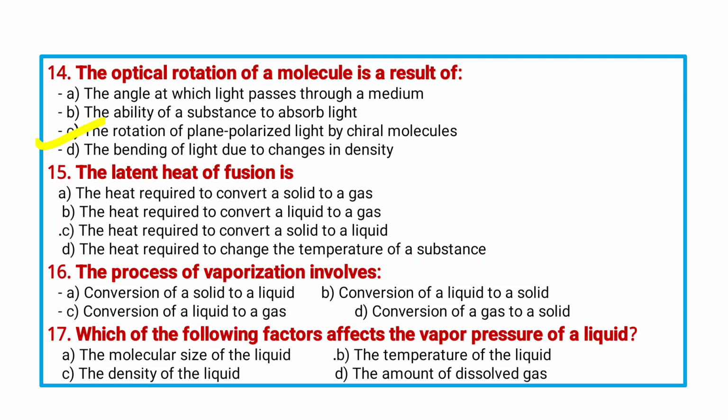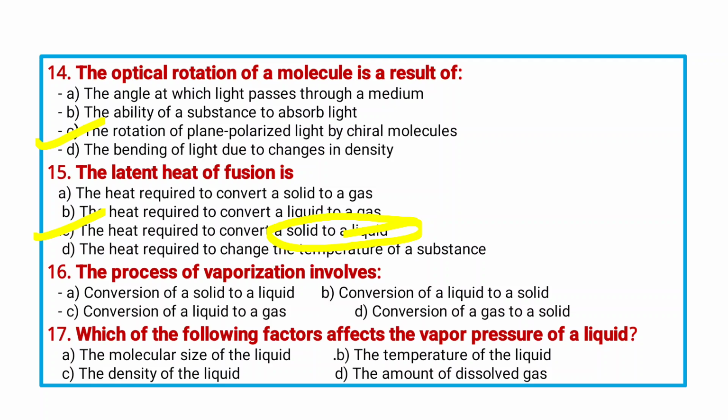Next, the latent heat of fusion. Option A, heat required to convert solid to gas. B, the heat required to convert liquid to gas. Option C, the heat required to convert solid to liquid. And D, the heat required to change the temperature of a substance. So option C is the correct answer: heat required for conversion of solid to liquid is the latent heat of fusion.